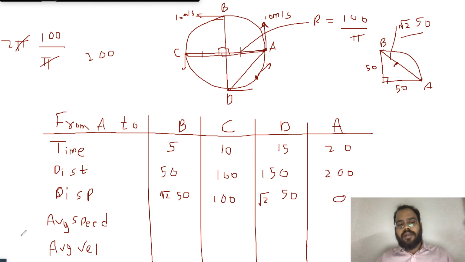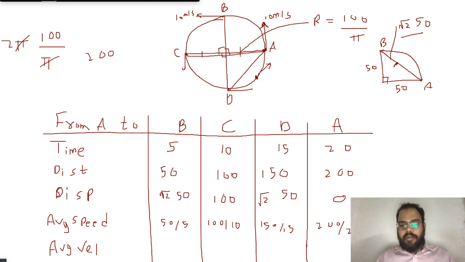Now the last two parts: you have to find average speed. So average speed is distance upon time, so that will be 50 upon 5. It will be 100 upon 10, it will be 150 upon 15, it will be 200 upon 20.